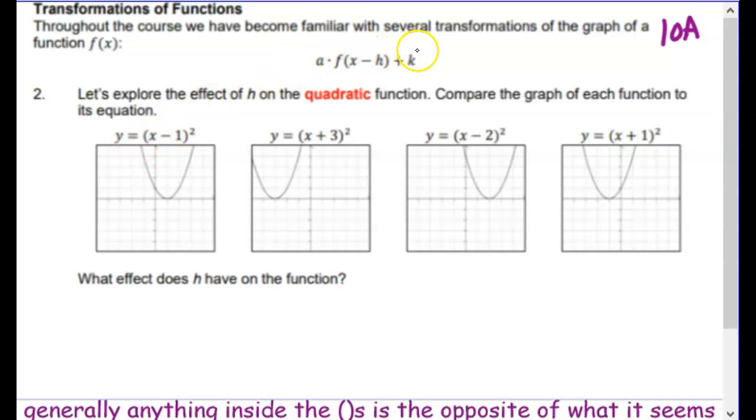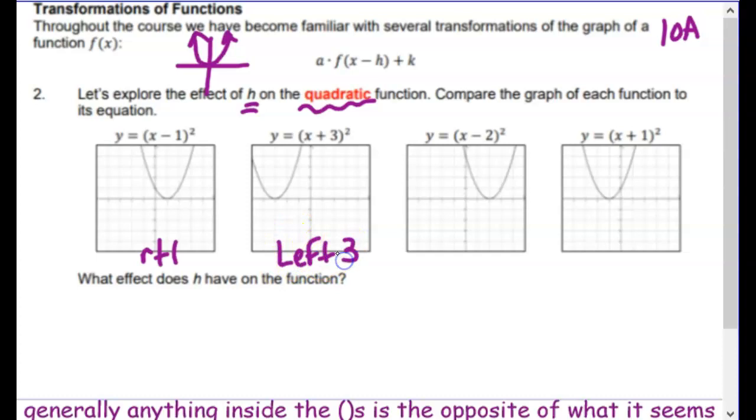So it says throughout the course, we will become more familiar with several transformations on the graph of a function. The first exploration here gives us a quadratic function, and it wants to know what effect does h have. So h here, they have a -1, a +3, a -2, and a +1. Remember, the generic quadratic was through the origin. So -1 actually moved it what? Right 1. Okay, a +3 in here moved it left 3. Is everybody with me?